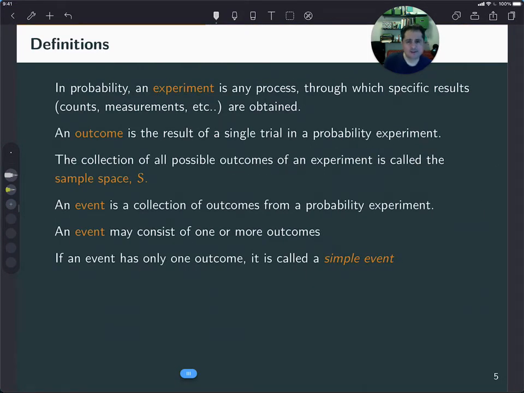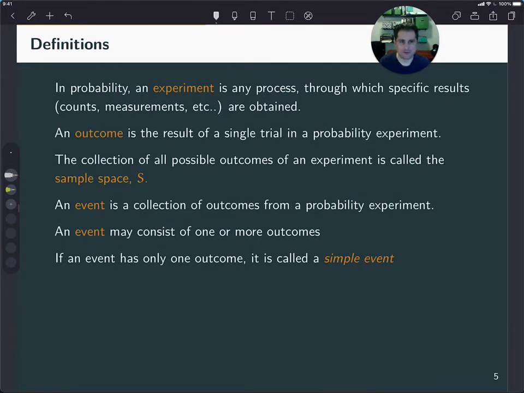The event is a collection of outcomes. An event can consist of one or more outcomes. A simple event only has one outcome. For example, in my rolling a pair of dice example, obtaining an 8 is an event because it has 5 possible outcomes. A simple event would be, what's the probability that you get double 4?